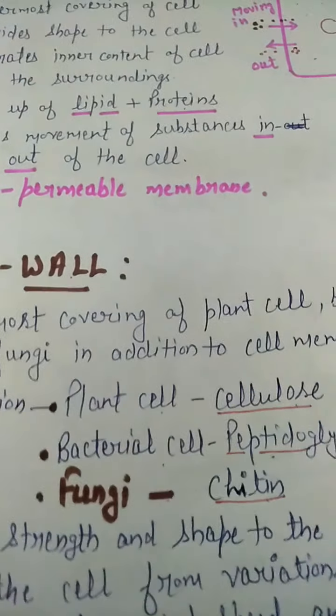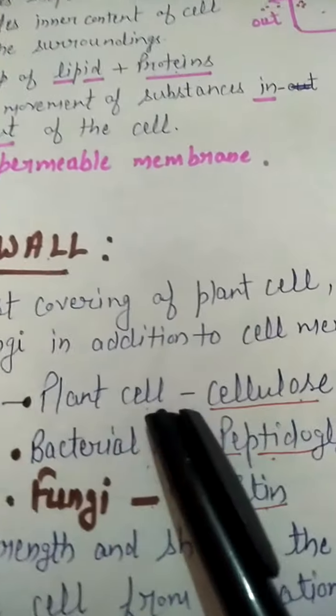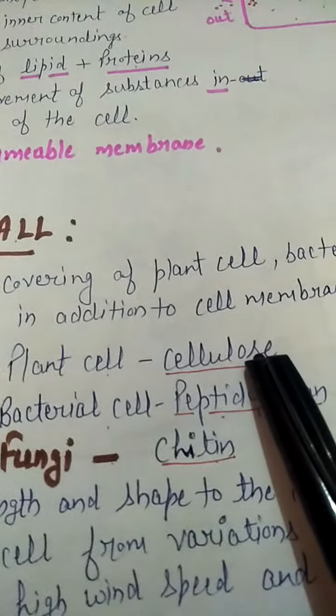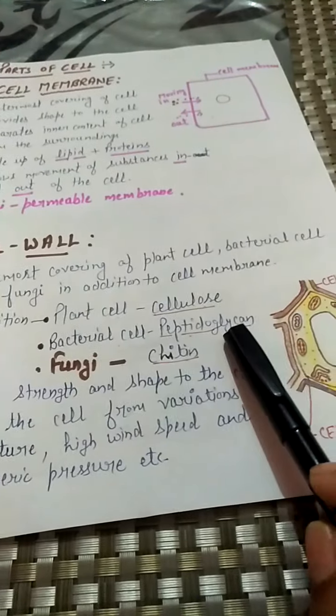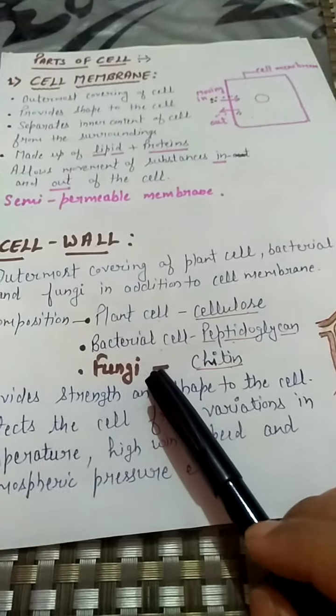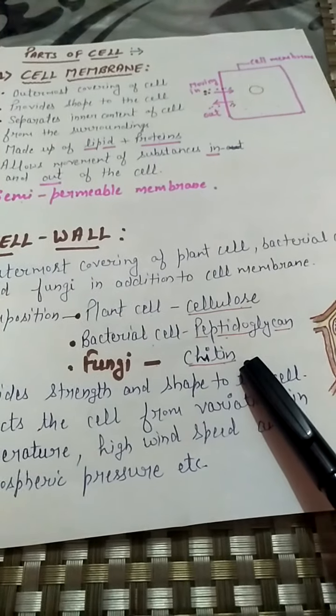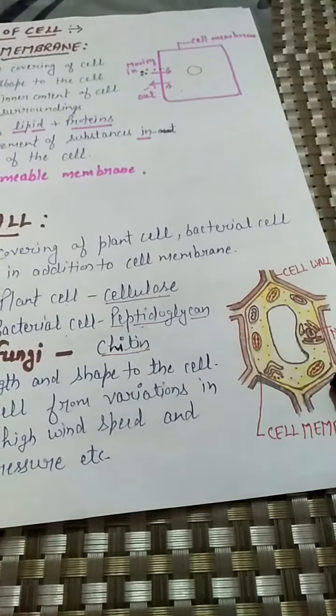So the composition of the cell wall of different cells is different. In case of plant cell, the cell wall is made up of cellulose. In case of bacterial cell, it is made up of peptidoglycan, and in case of fungi, the fungal cell wall is made up of chitin. What is the function of this cell wall in the organism?